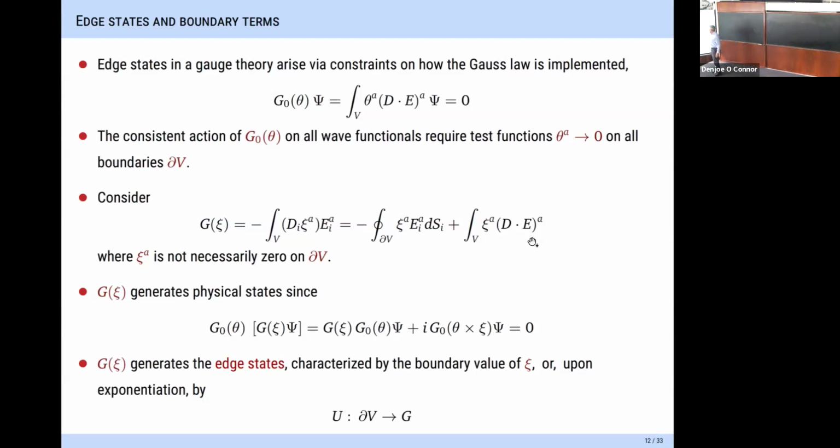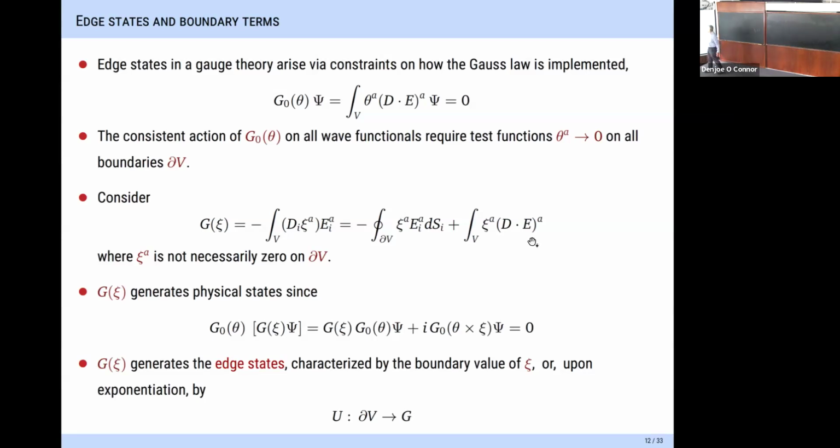Once we agree that Gauss's law is implemented with theta going to 0 on the boundaries, we can consider this operator G of psi, which is almost the same as this, but notice that the derivative goes on the test function here. So it looks like Gauss's law, but there is a vector surface term. Okay? So psi is not necessarily 0 on the boundaries.